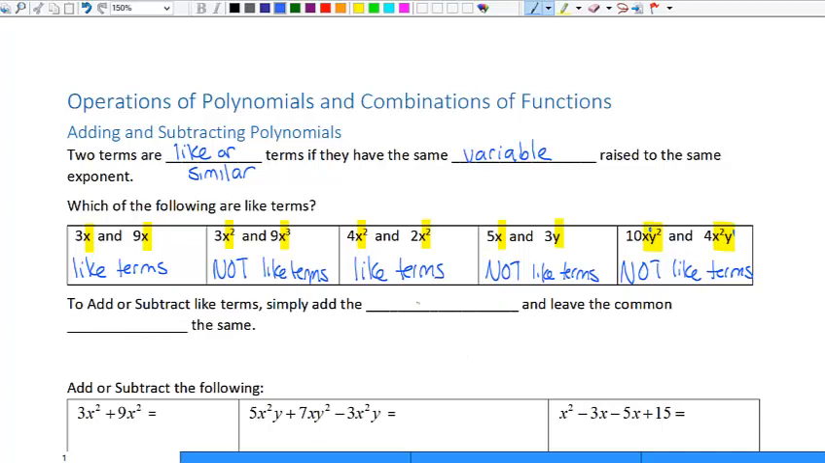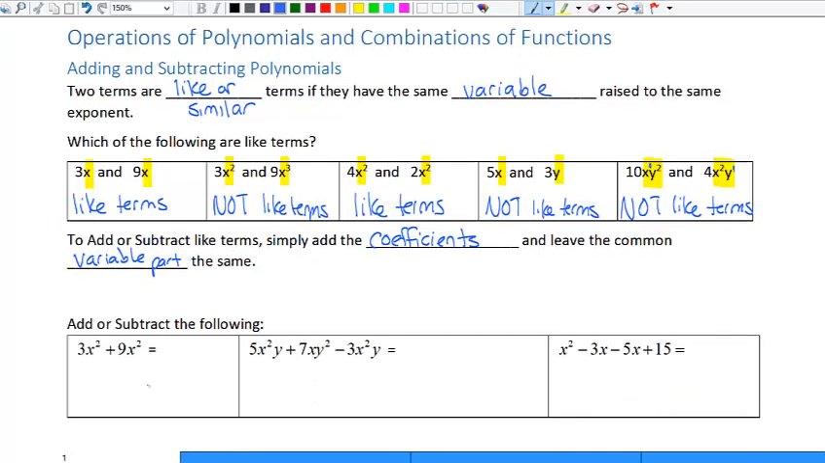Now we're going to be adding and subtracting like terms. To add or subtract like terms, simply add the coefficients. That's the number in front. And leave the common variable part the same. When I say variable part, I'm talking about the variable and its corresponding exponent.